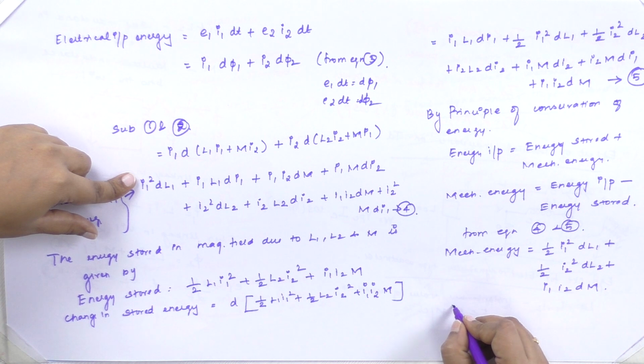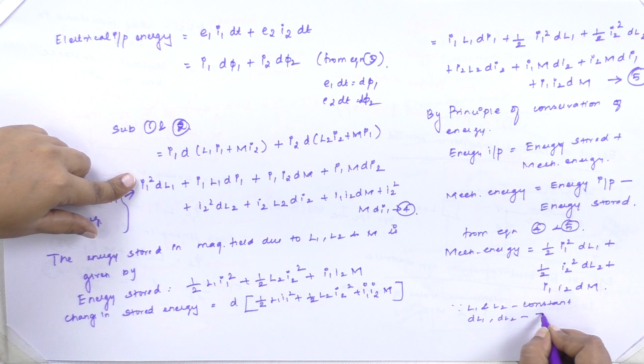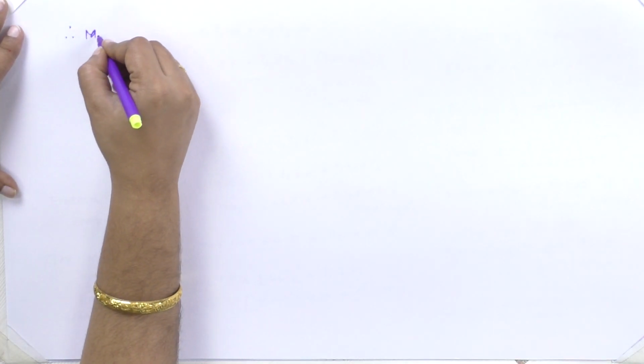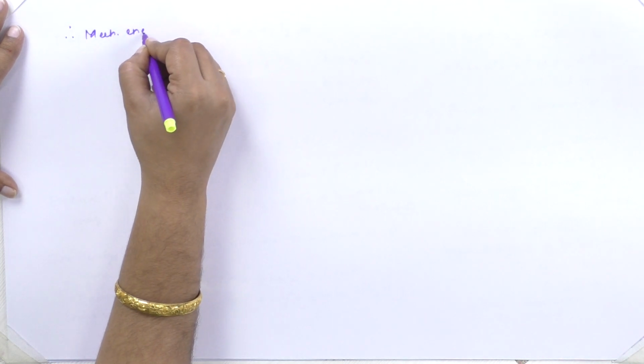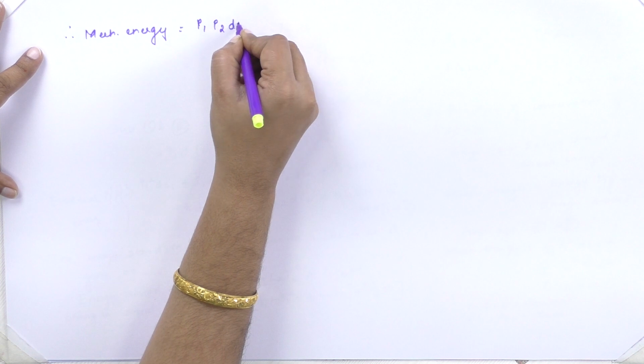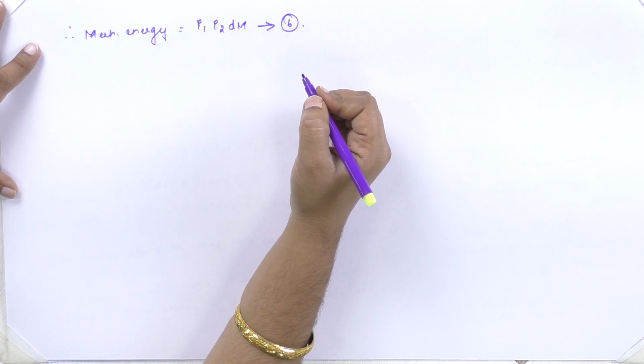Since L1 and L2 are constants, the rate of change of self inductance dL1 and dL2 will be 0. Therefore, the mechanical energy is given by I1 I2 into dM. Let me take this equation as equation number 6.